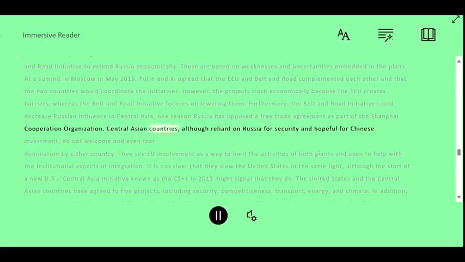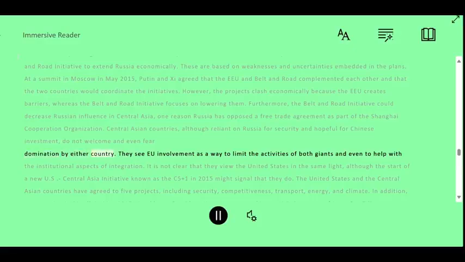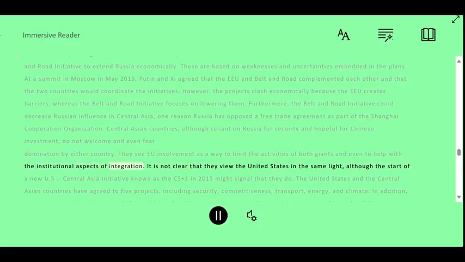Central Asian countries, although reliant on Russia for security and hopeful for Chinese investment, do not welcome and even fear domination by either country. They see EU involvement as a way to limit the activities of both giants and even to help with the institutional aspects of integration.